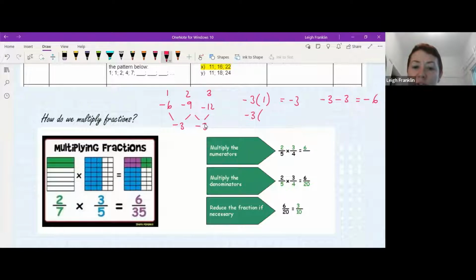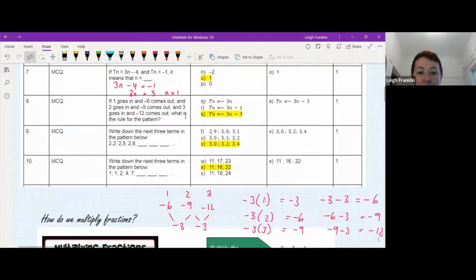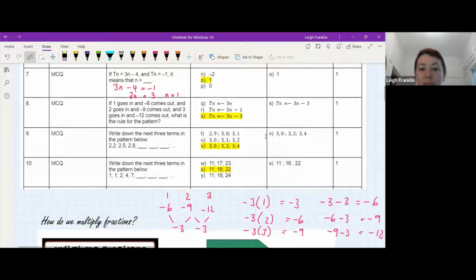So if I take minus 3 and I multiply it by 2, I would end up with negative 6. If I take negative 6 and I subtract 3, then I would end up with negative 9. And similarly, if I took negative 3 and I multiplied it by 3, my next input, I would get negative 9. And if I take negative 9 and take away 3, I would end up with negative 12. So that's why you were supposed to say that the nth term for this particular pattern was the rule Tn equals 3n minus 3. Hopefully that was fine for all of you.